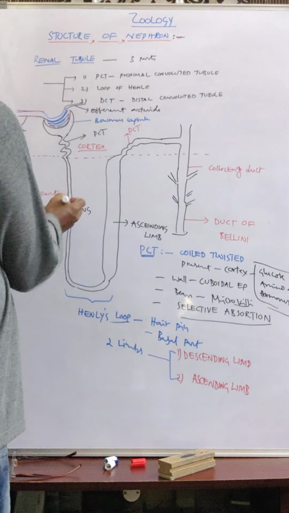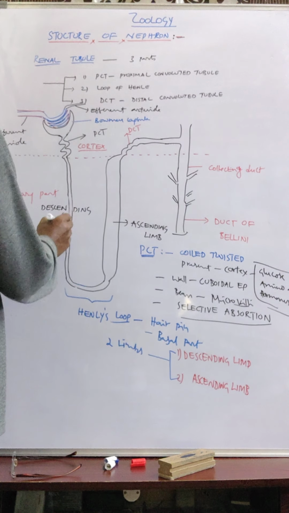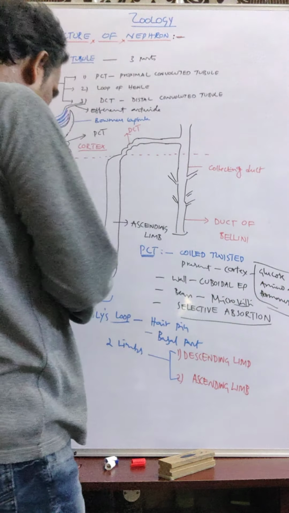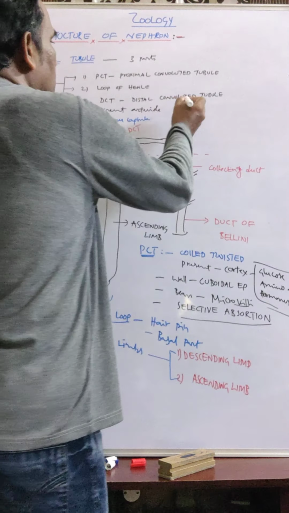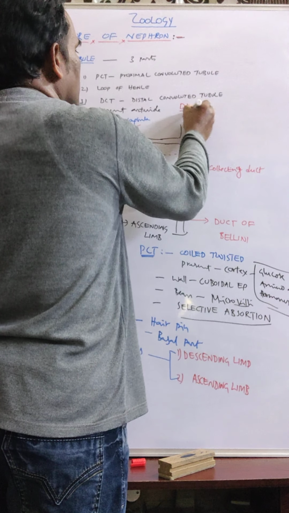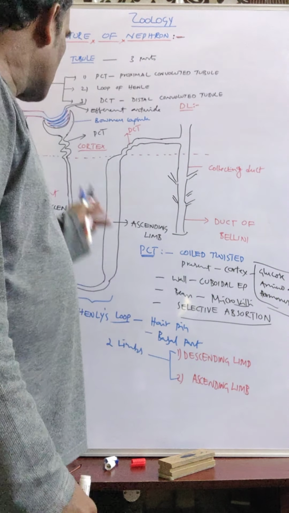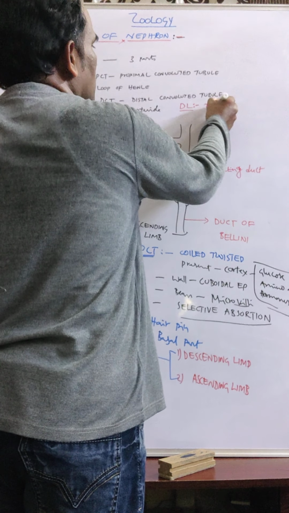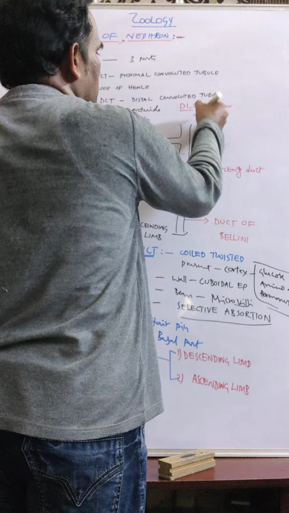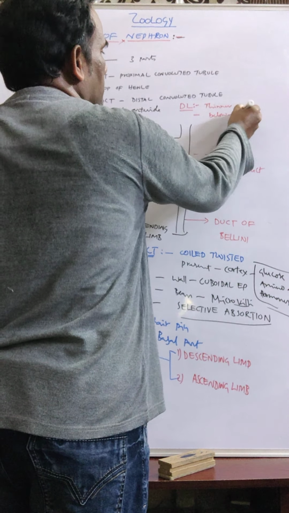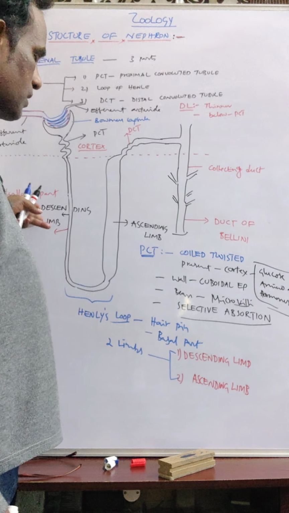So this is the descending limb, and this is called the ascending limb. Now let's take the descending limb. The descending limb is narrow or thinner. It is present below the PCT, the proximal convoluted tubule. So the proximal convoluted tubule opens into a long tube-like structure called the descending limb.